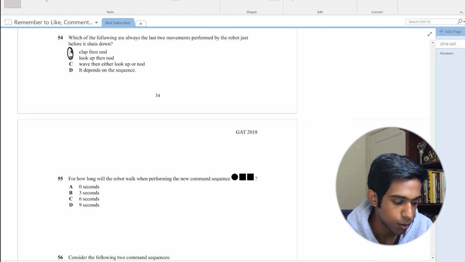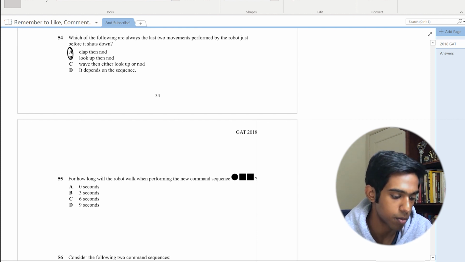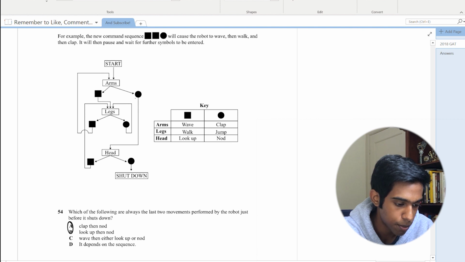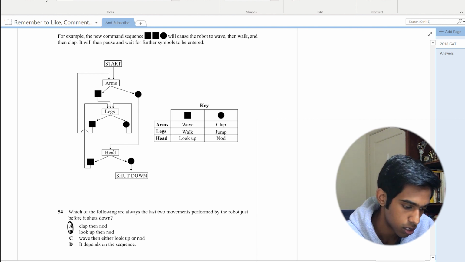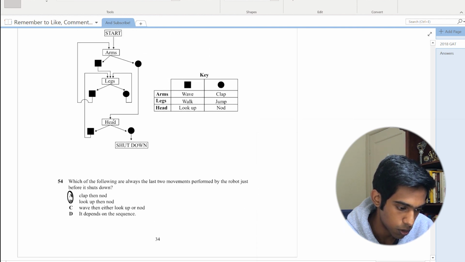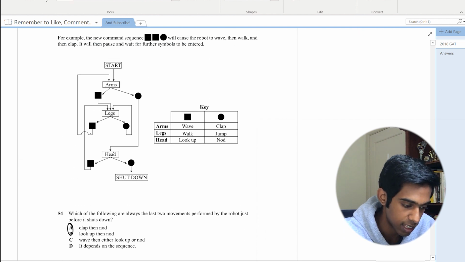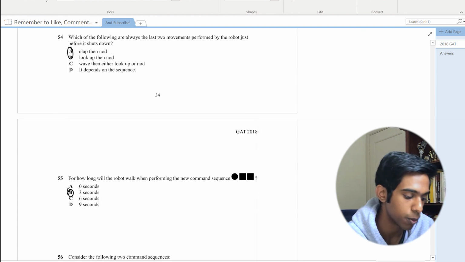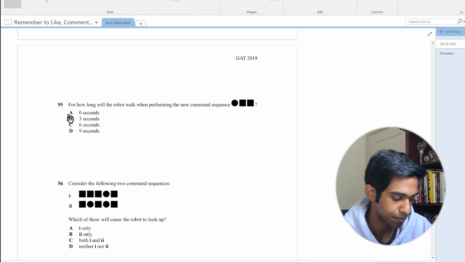Okay. For how long will the robot walk when performing the new command sequence circle, square, square? Okay, so circle will take us to the clap, and then it will take us to the head, which will look up, and then it will go to the legs, and then it will walk. So that will be just 3 seconds. It will only walk for one sequence.